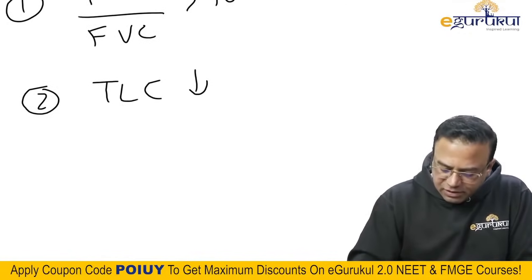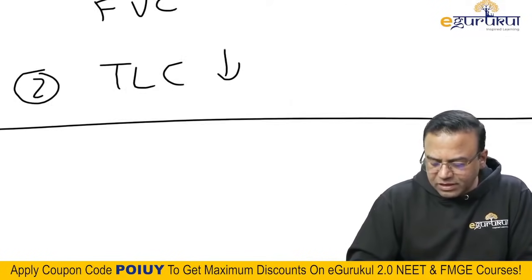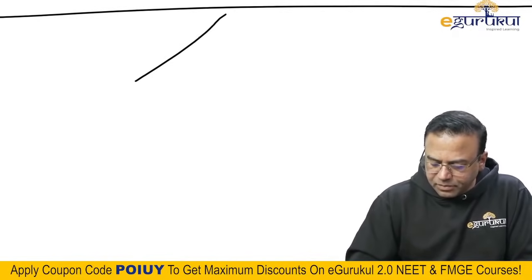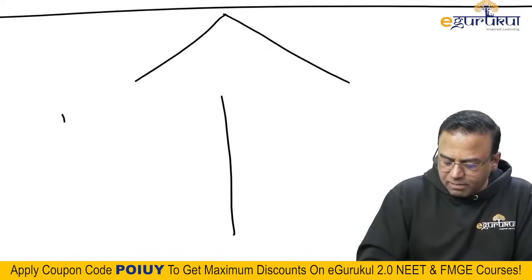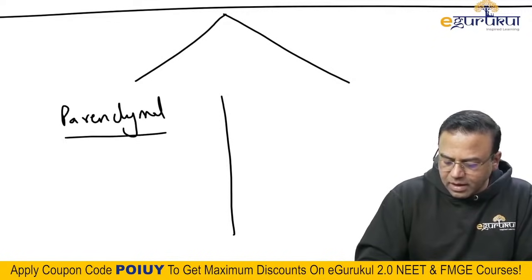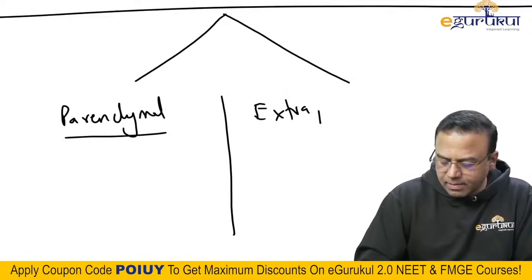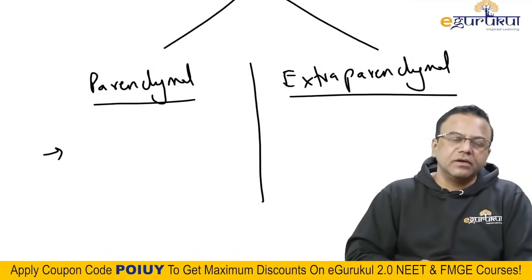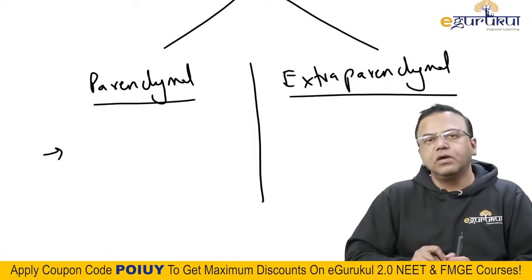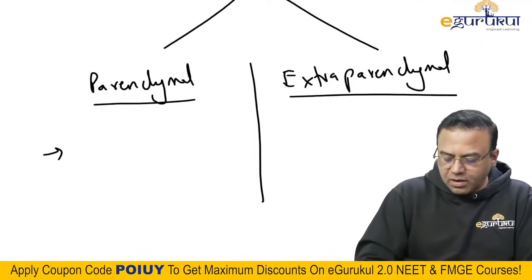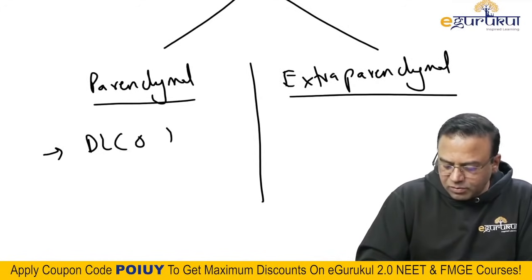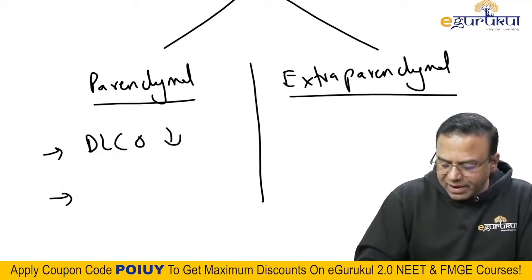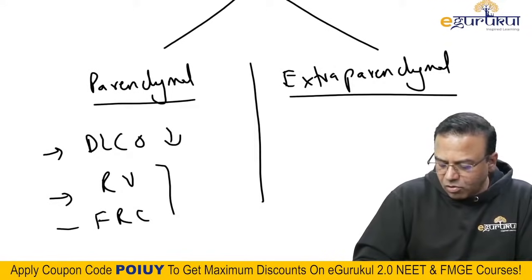Once you have restrictive lung disease, it can be further classified into parenchymal restrictive lung disease and extraparenchymal restrictive lung disease. In parenchymal restrictive lung disease, the interstitium is going to be thickened. Parenchyma means the lung is involved. It's a fibrous, thickened interstitium, and because of this the DLCO is going to be low. Another important clue is that in parenchymal diseases, the residual volume and the functional residual capacity are all going to be low.